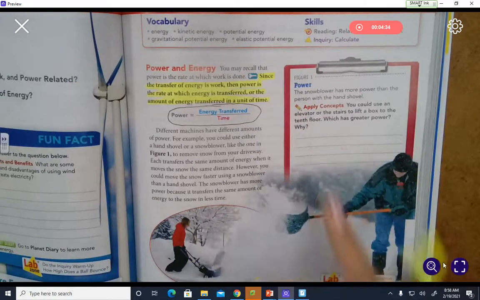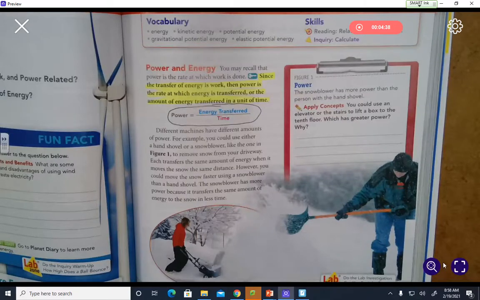Let's do the question. It says figure 1, power. The snowblower has more power than the person with the hand shovel. You can use an elevator or stairs to lift a box to the 10th floor. Which has greater power and why? Go ahead and answer that question, and then move on.